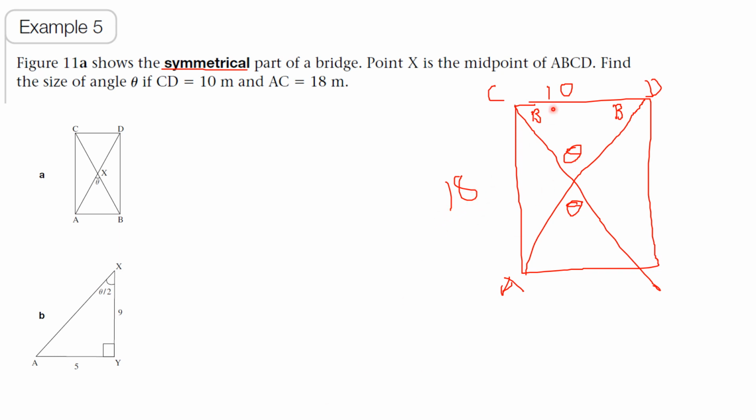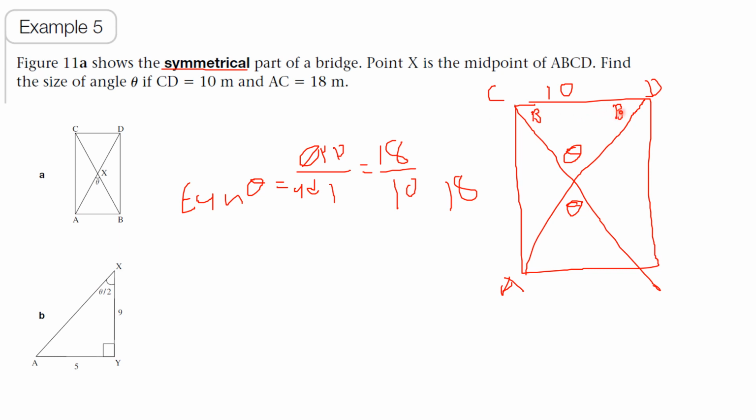From the triangle here, we can see this is 90 degrees, so we can use tangent. Tangent of beta is equal to opposite over adjacent. Remember, the opposite part is AC, which is 18, and the adjacent part is CD, which is 10. It's adjacent to the angle we are looking for, which is angle beta here.